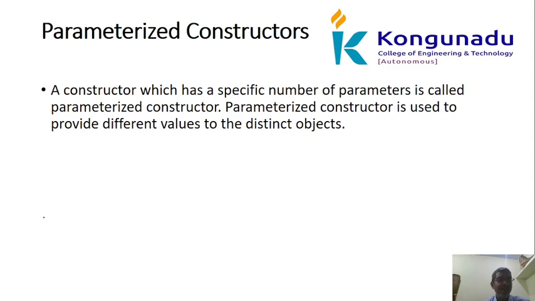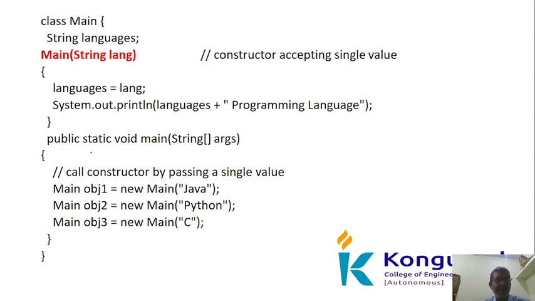A parameterized constructor means we will have some parameters. A constructor which has a specific number of parameters is called a parameterized constructor. It is used to provide different values to distinct objects. Remember, here the class name is Main, and the constructor name should be the same. Inside the constructor I have given one single value that belongs to one data type, String, and the corresponding value is the language.